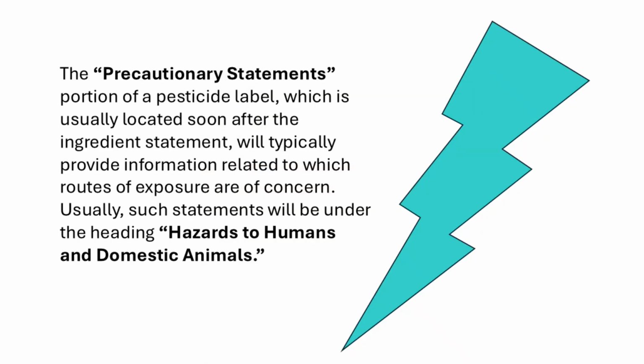The precautionary statements portion of a pesticide label, which is usually located soon after the ingredient statement, will typically provide information related to which routes of exposure are of concern. Usually, such statements will be under the heading Hazards to Humans and Domestic Animals. Routes of entry statements are not uniform on all labels. Many variations are found. Information on more than one or even all 4 routes of exposure may appear on a label.